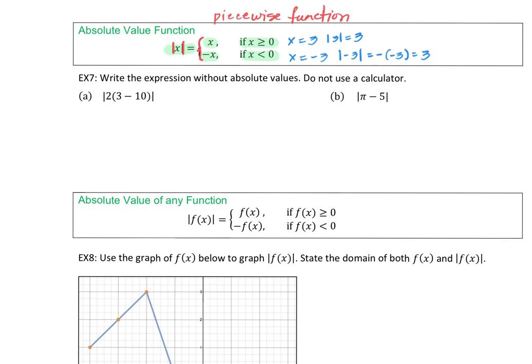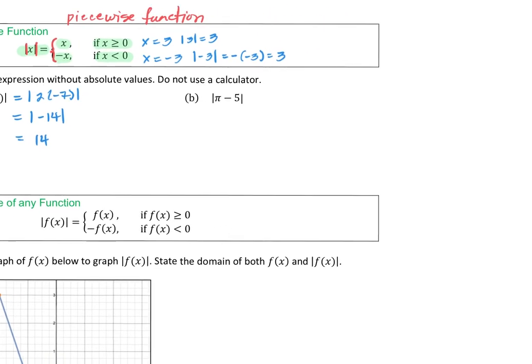So why do we actually need this definition? Well, if we were to write these expressions without absolute values and we're not using a calculator, part A, that's not so bad. That's going to be equal to the absolute value of 2 times, now 3 minus 10 is -7. So I get the absolute value of -14. And I could use the definition to write -(-14), which becomes +14, but we all know that this is just +14. So I really didn't need to use that definition. But let's look at part B.